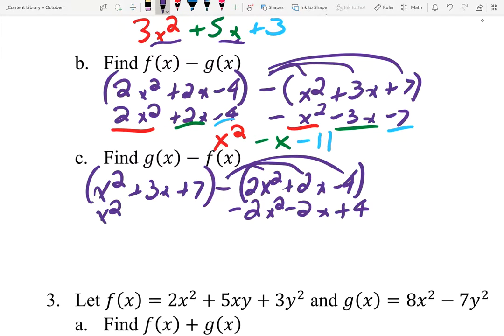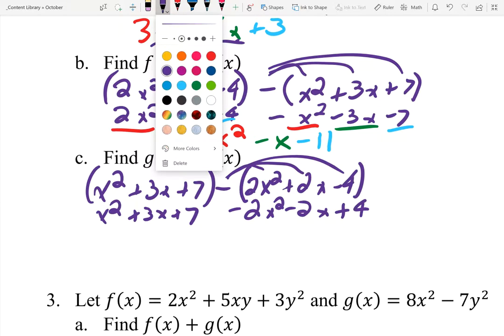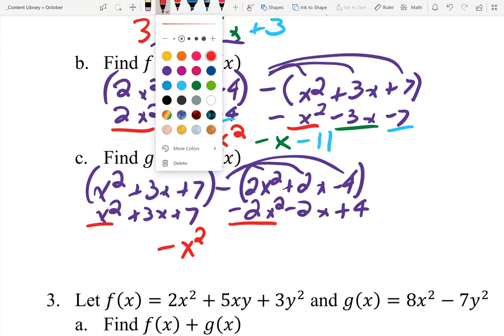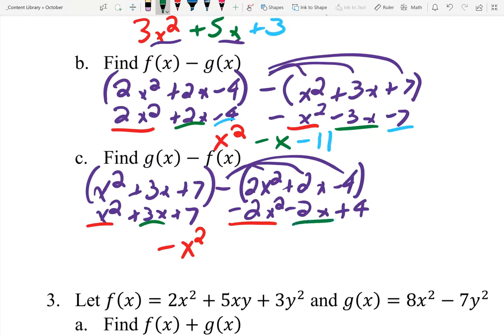So bring this down, x squared plus 3x plus 7, and now we'll combine our like terms. So again, x squared, let's focus on those, right? X to the second power. I have 1x squared minus 2x squared. 1 minus 2 makes negative 1, so I have negative 1x squared, or negative x squared. Find more like terms, we have the x terms, right? 3x minus 2x. Those are like terms. Those are the same thing. Let's combine them. 3 minus 2 is 1, so it's just 1x, positive 1x, right?